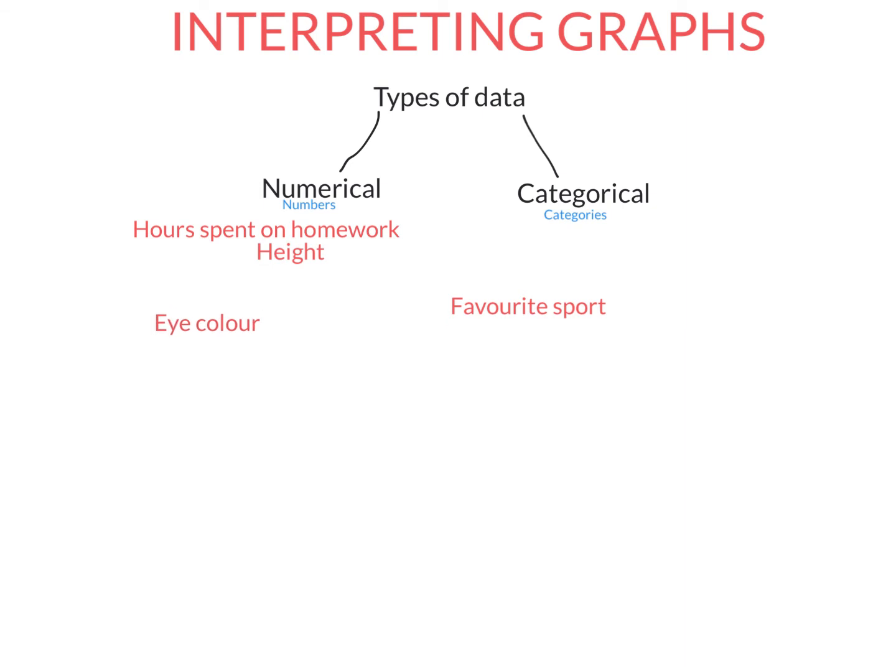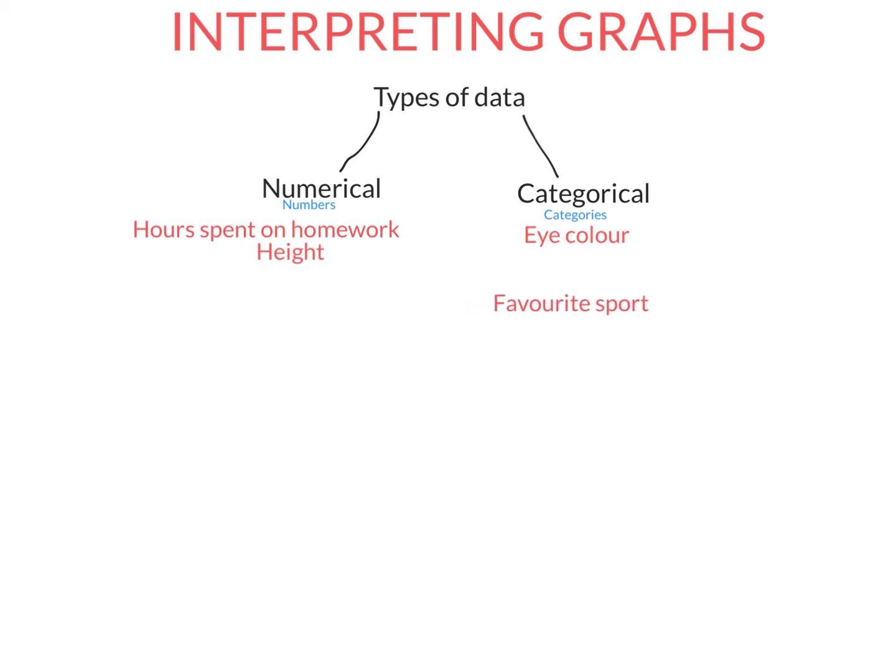Well, if you ask someone their eye color, they're not going to give you a number. They're not going to say my eye color is 2. Doesn't make sense. What they're going to do is give you a category. So they'll either be in like the blue category, have blue eyes or brown eyes, hazel eyes, whatever. They're giving you the group that they're in rather than a number.